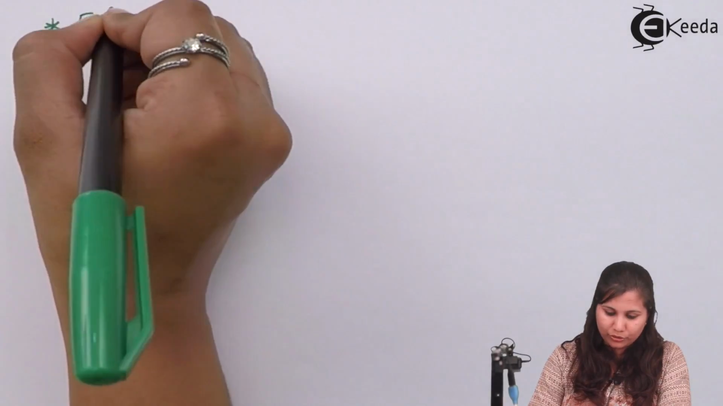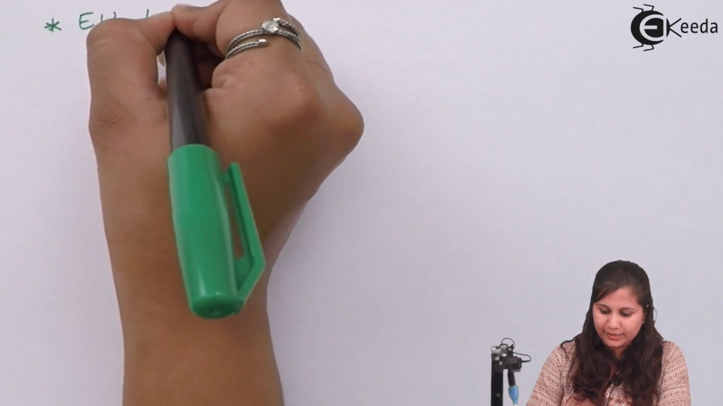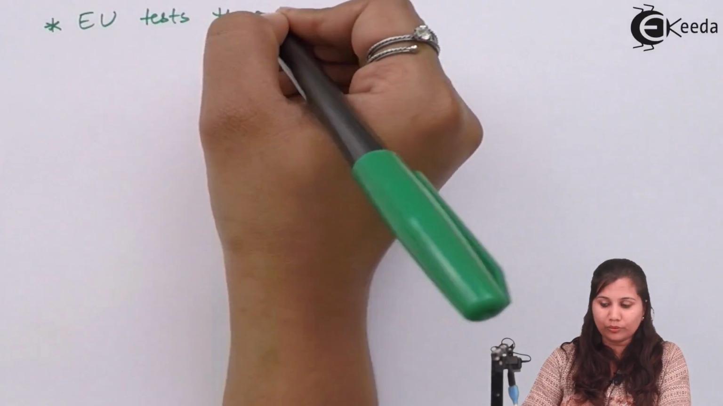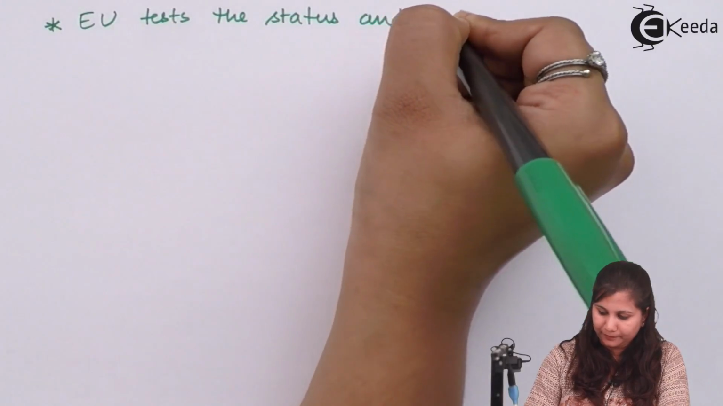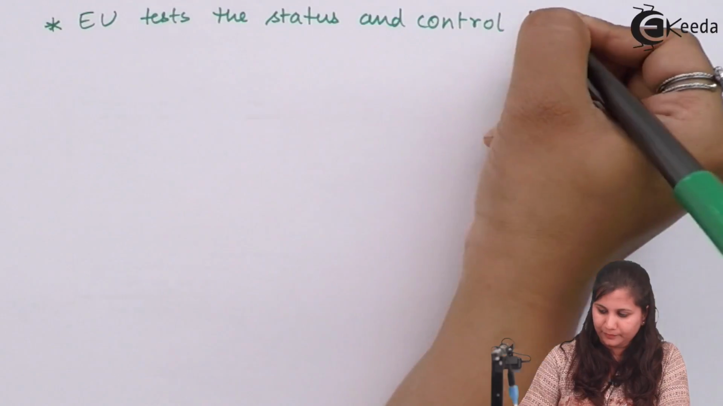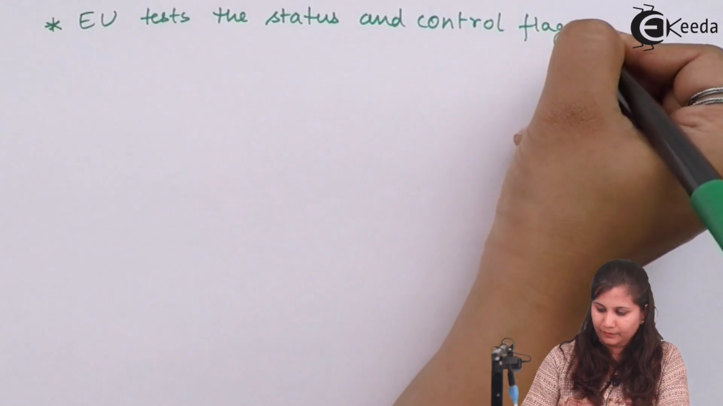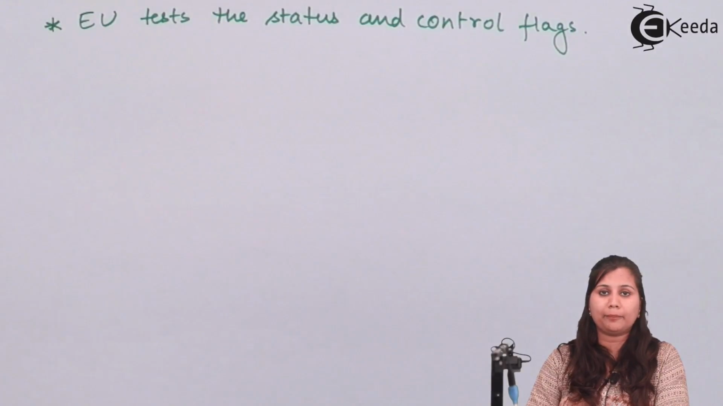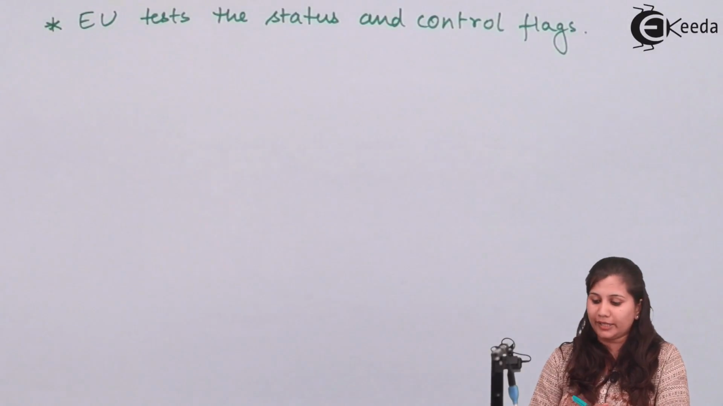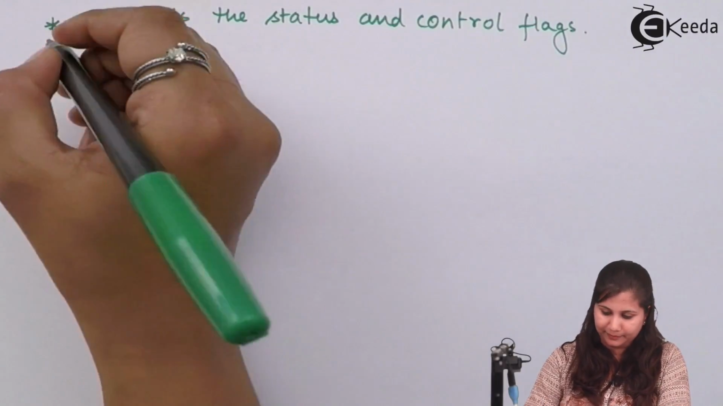Now when the instructions are executed by the execution unit, the status and the control flags are also checked by this unit. So this execution unit is going to test the status and the control flags, and depending upon the result of the operations, it is going to update these flags.